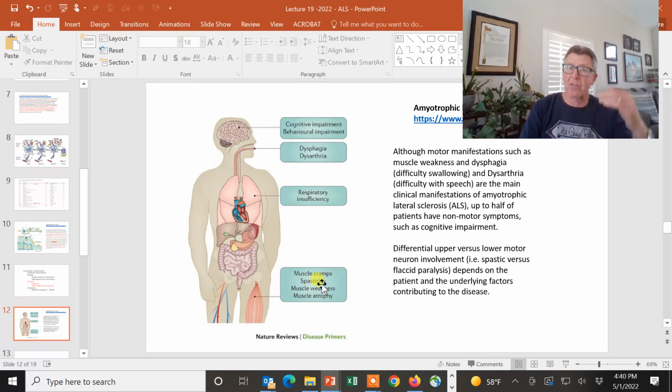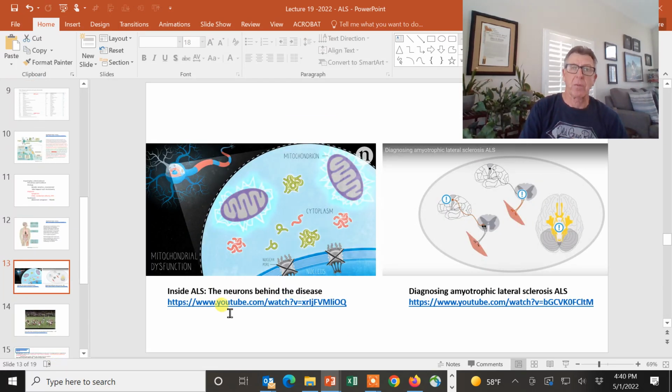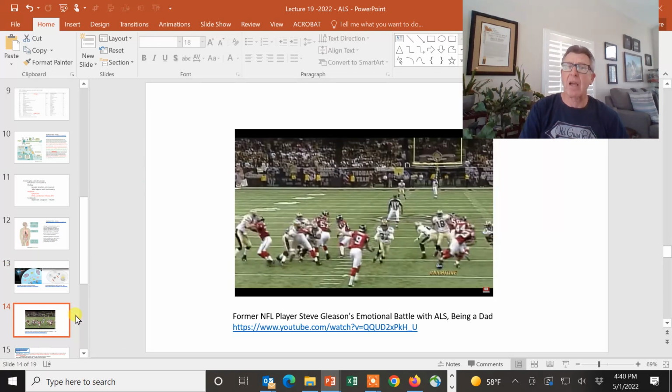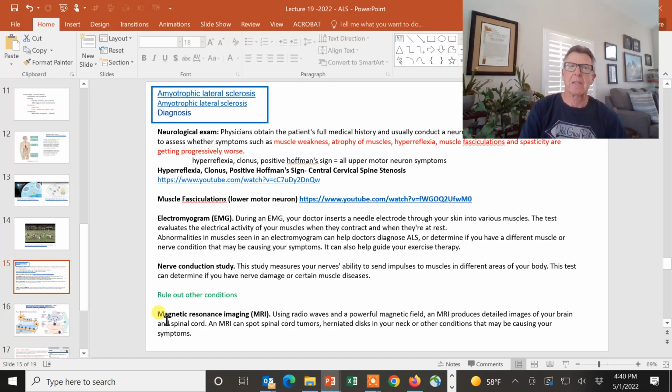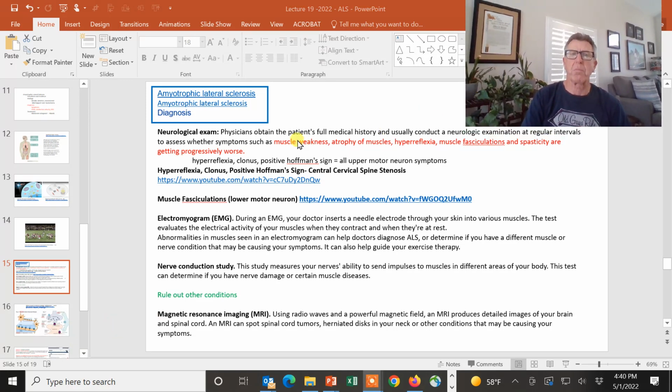Okay, atrophy, weakness, spasticity. This is the progression. It starts with spasticity, and then you get atrophy and weakness. So these are two really great videos, and they go over this whole process in terms of what's going on. This is an amazing case study of a player for the New Orleans Saints, Steve Gleason, that actually got ALS from head injuries.